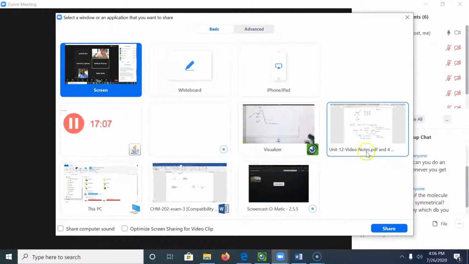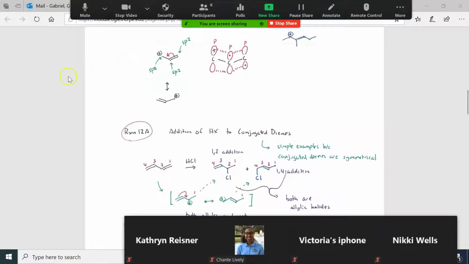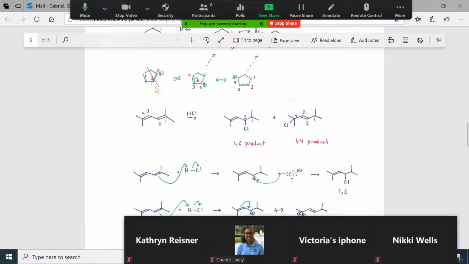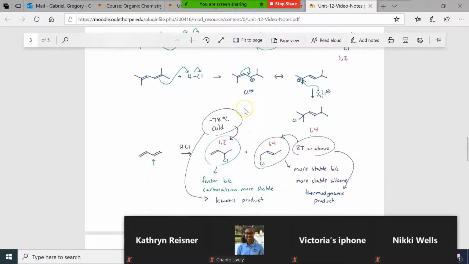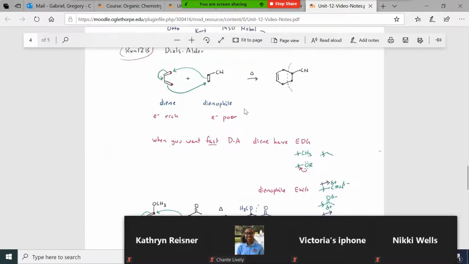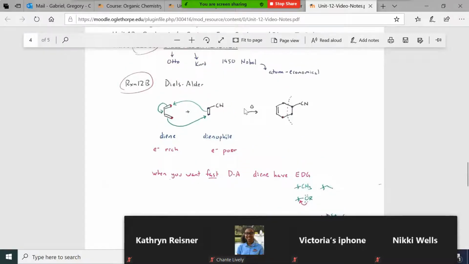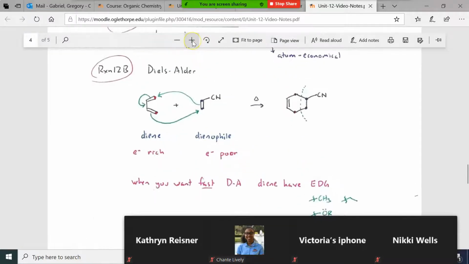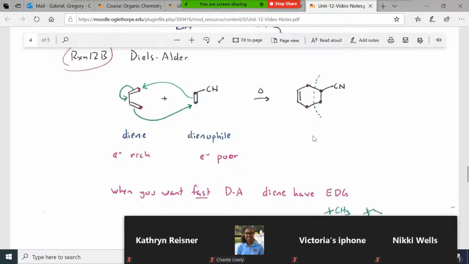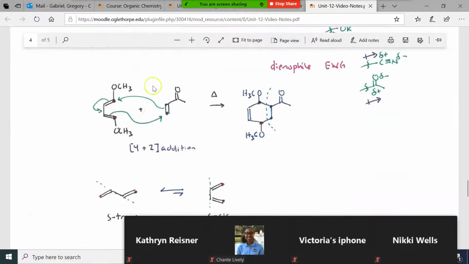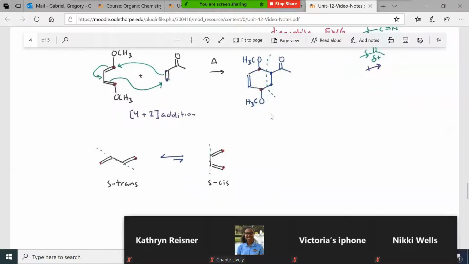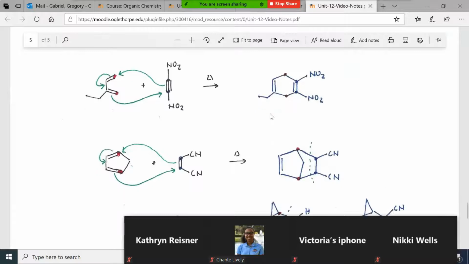Give me 1 second. Where am I? Okay, Diels-Alder. Hopefully you can see my PDF. So we have a simple Diels-Alder on the screen right now. And how can we complicate things? We can complicate things by adding groups anywhere on this 4-carbon chain or anywhere on this 2-carbon alkene. So here's a little more complicated, but again, you're just making the 6-membered ring, so maybe that's not as complicated as you want to practice.